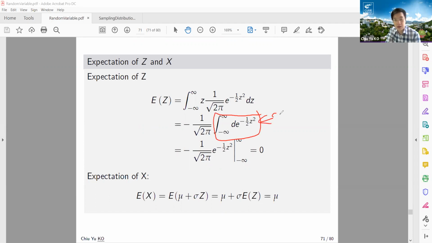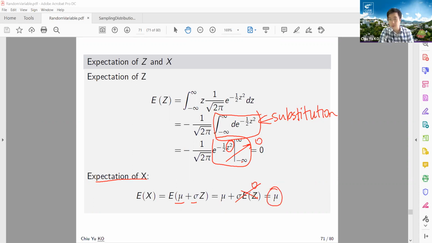Again, it's a substitution method, and just simple integration. This integrates to 0 because it is an odd function from negative infinity to positive infinity. And here there is no calculus, just a standard linear property. Mu and sigma are numbers, so you can take mu out and sigma out, and this part is 0, so that's why only mu remains.